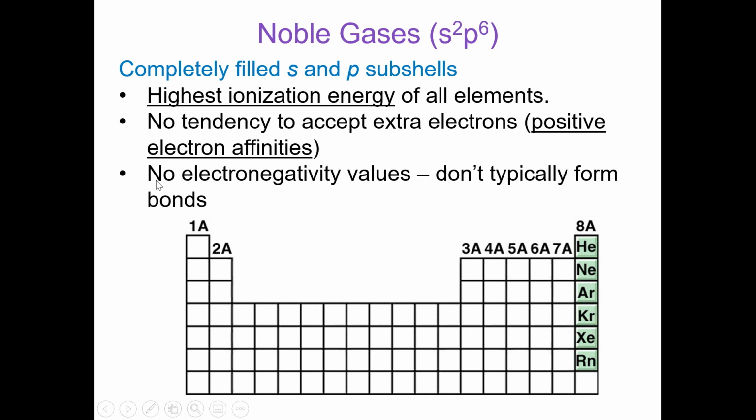And we typically say that their electronegativity values are undefined. So you might notice on our table with electronegativity values, the noble gases just get left off, and that's because they don't typically form bonds. And electronegativity has to do with what atoms do when they form bonds. So if you don't really form bonds, we don't really have an electronegativity value.